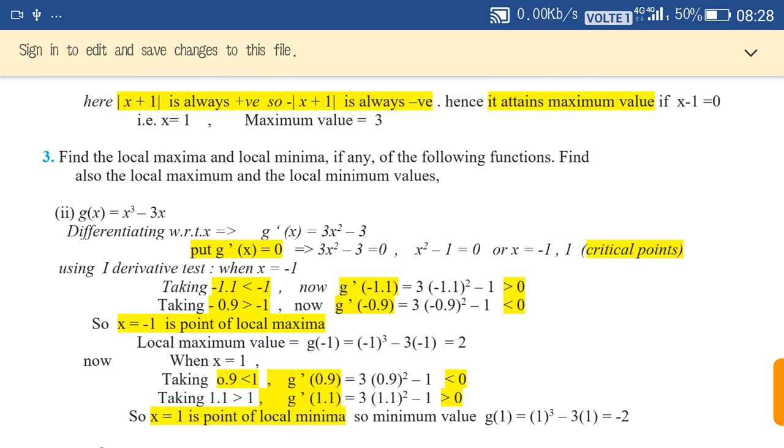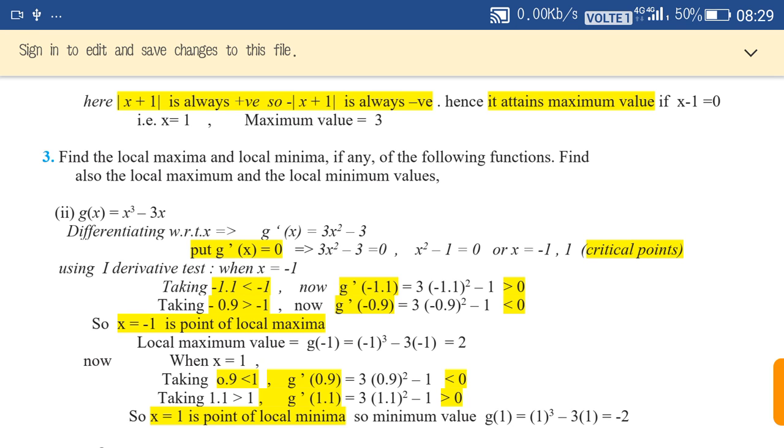Now question number 3, find the local maxima and local minima if any of the following function. Find also the local maximum and local minimum values. In this case, I am taking one example and solving it by both the methods, using first derivative as well as second derivative test. You can use any one of these tests, but understand both the tests, how to use.